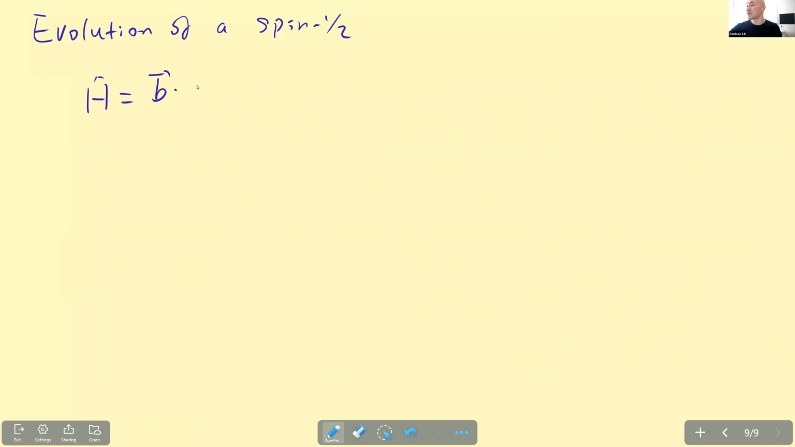So now let's consider evolution of a state. Okay. So if we have a Hamiltonian, in general, let's write this as B dot S, right? And this B just equals minus g_e mu_B and S over h bar, right? So that is a kind of frequency equivalence of this magnetic field.